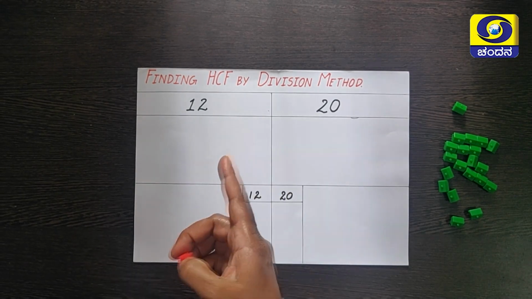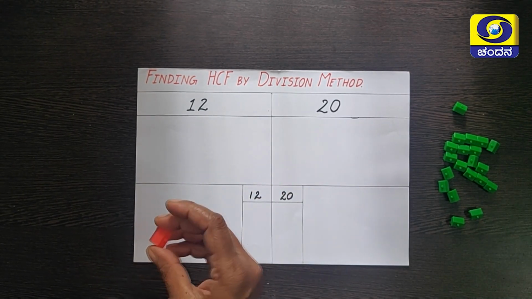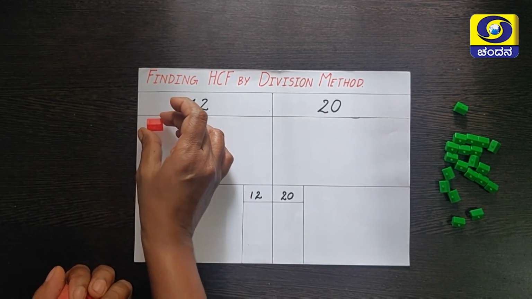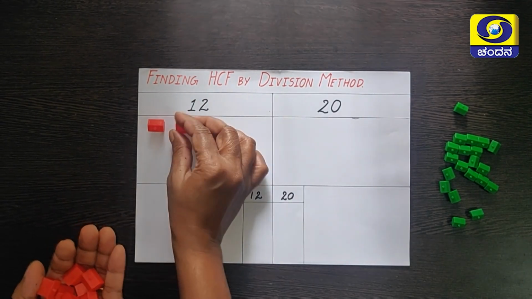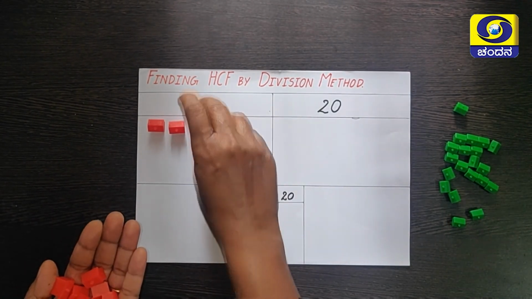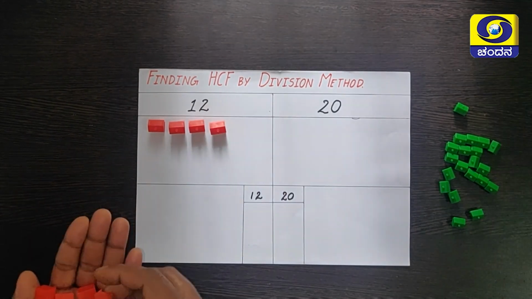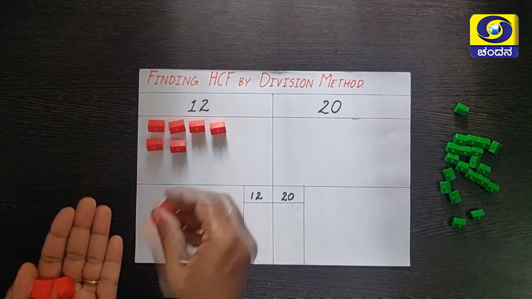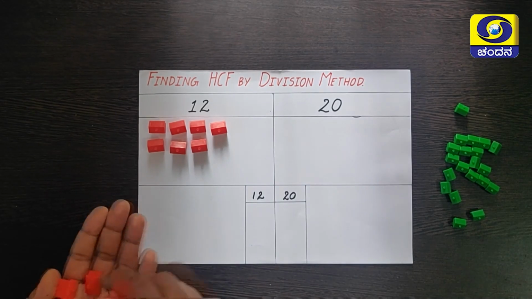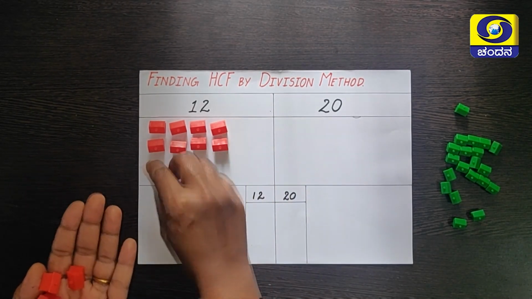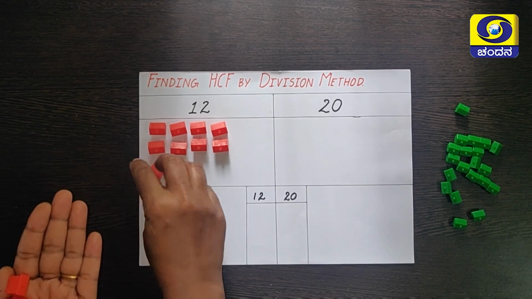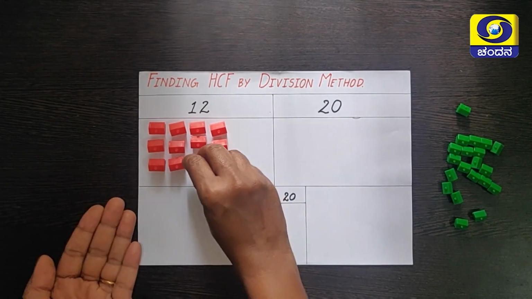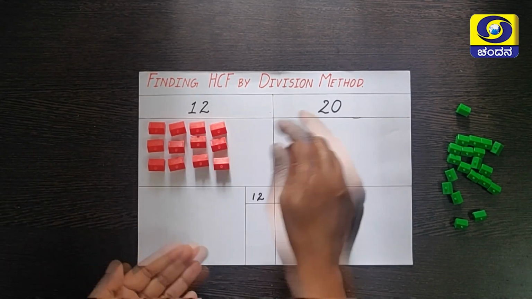Here I have taken 12 and 20 as the two numbers to find the HCF, and I have taken this house model to show the activity. I am arranging 12 house models here: 1, 2, 3, 4, 5, 6, 7, 8, 9, 10, 11, 12, and on this side 20.